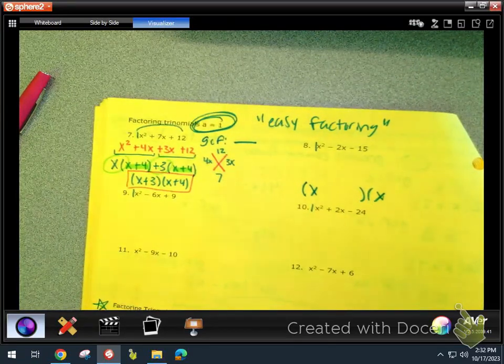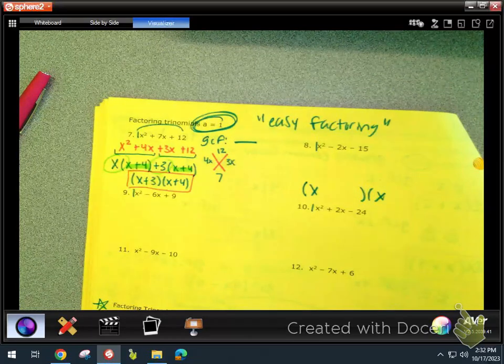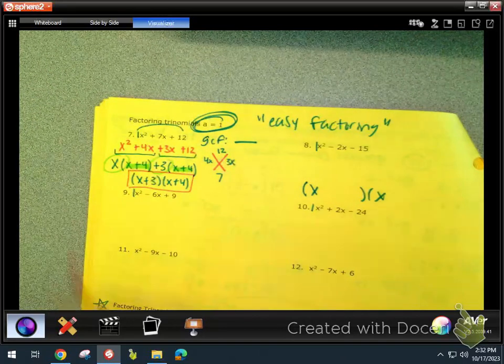Now, if you had a 6x, you don't know, is it 6 and 1? Is it 2 and 3? You've got to do the whole game, okay? But for this situation, let's try 8 together, and I'm going to have you try these. And again, these should be quick.